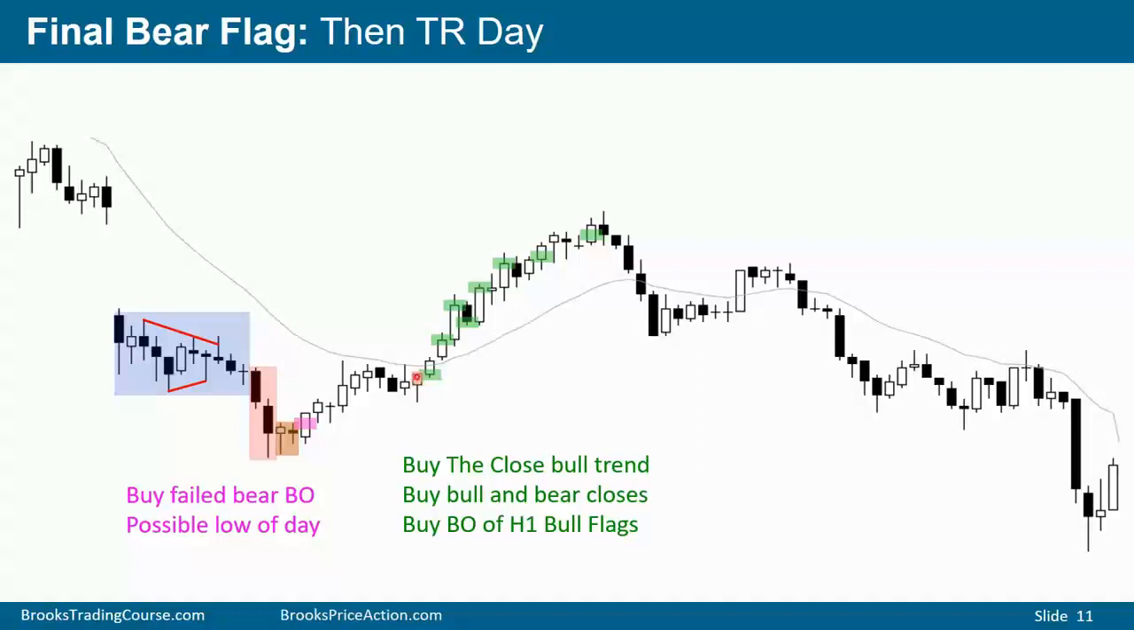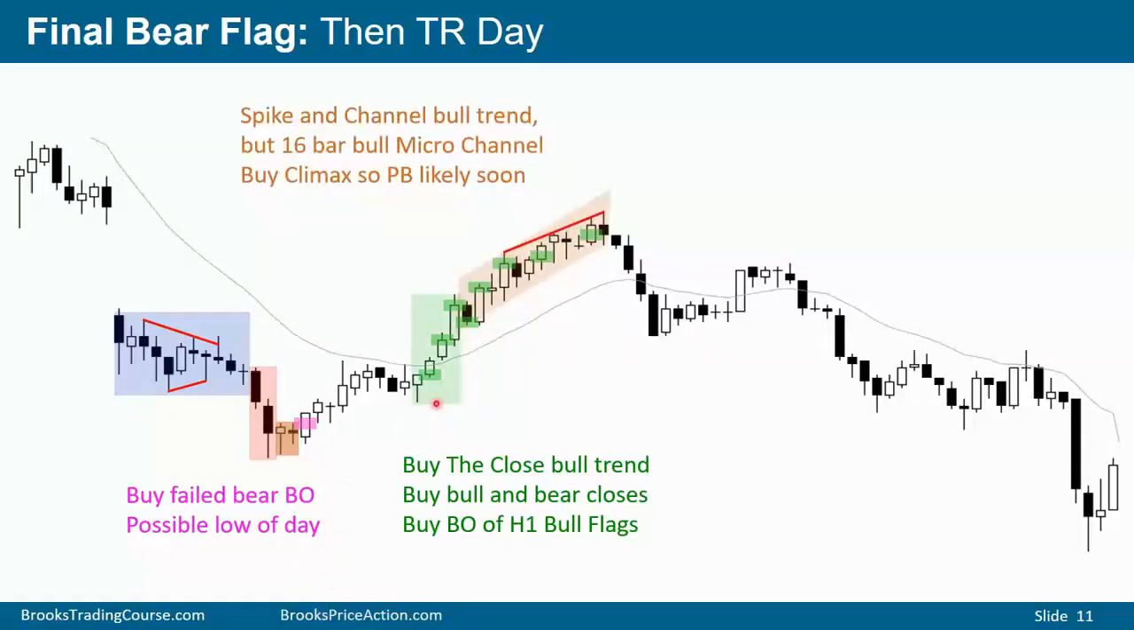Bulls will buy above the high of this bar, or they'll wait for 3 or 4 bull bars closing near their highs, and then they'll buy closes. And then they'll buy bear closes as well, betting the first reversal down will fail. It's a buy the close bull trend, and you can call this a spike, pullback, second push, pullback, third push, pullback, fourth push. So a spike and channel bull trend.